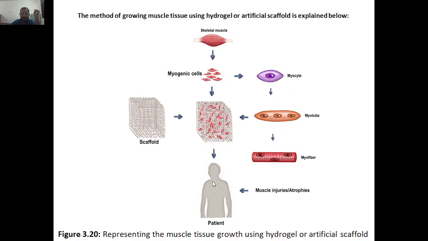Now that will be implanted into the patient. The first step, second step, third step, what is happening here? Okay. And the fourth step is that you are going to implant it inside the patient. So wherever there are muscle injuries or atrophies, you are going to introduce it.